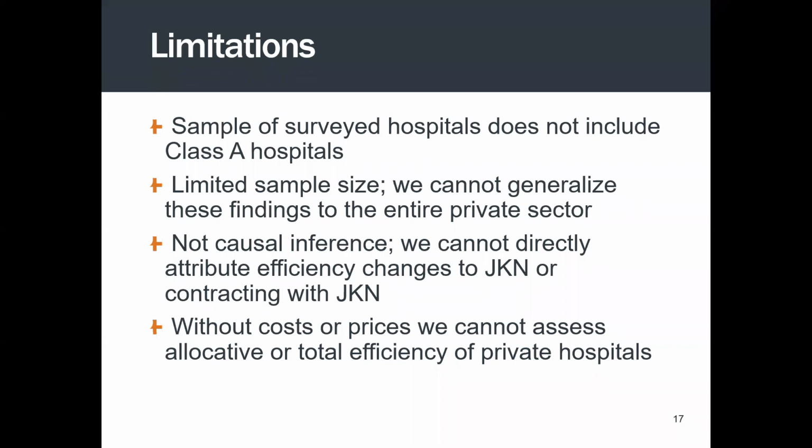Second, we have not studied causal inference, so we cannot directly attribute changes in efficiency to JKN or contracting with BPJSK. And we can't control for measures that may have influenced inputs and outputs or the efficiency in the DEA estimation. And finally, data availability limited what inputs and outputs we could consider. So we cannot assess changes in quality, allocated or total efficiency of private hospitals in response to JKN, which could help to better understand the hospital landscape in the JKN era, posed in the introduction.